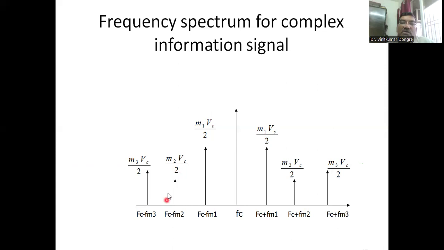VC is the same, so depending upon the modulation index, the amplitude can vary. As this one is higher and this one is lower, this modulation index may be lower as compared to this, because VC is same for all. So this is the frequency spectrum of a complex information signal. What we are considering is three different information signals having three different frequencies. This is what is given here.